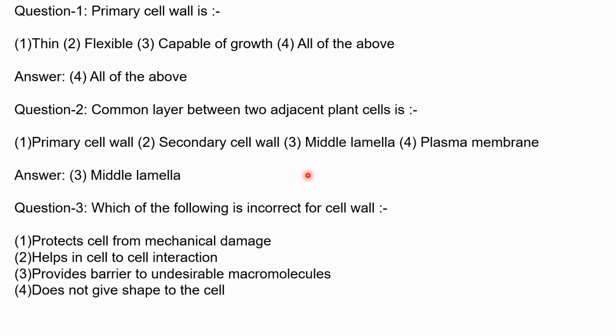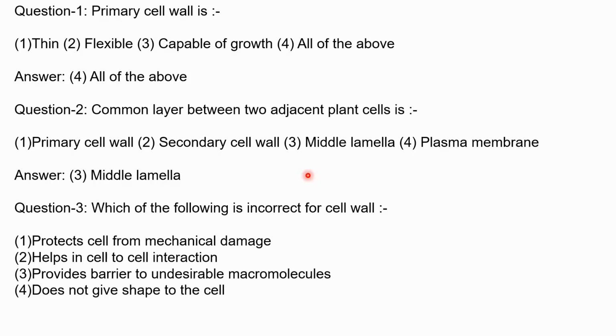Since we know that cell wall is the outermost layer of the plant cell, it actually protects them from the mechanical damage, as it is quite hard, and it helps in cell-to-cell interaction, as we know that middle lamella helps in attaching the two cells. Also, there are certain connections like plasmodesmata from the cell wall that help in the cell-to-cell interaction. Also, it provides a barrier to the undesirable macromolecules.